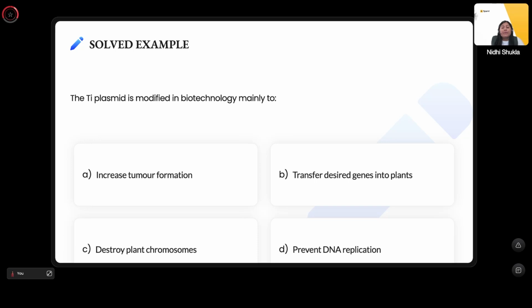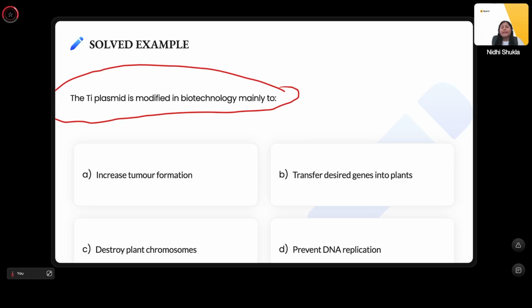Now, the Ti plasmid is modified in biotechnology mainly to do what? Okay, now this question actually tests your knowledge regarding disarmed vectors. There is a concept that you study, the concept of disarmed vector, for Ti plasmid as well as retroviruses. Now, this Ti plasmid was normally a tumor-inducing plasmid, but it has been disarmed or modified to transfer desired genes into plants. Hence, your option B, to transfer desired gene into plants, is going to be correct.